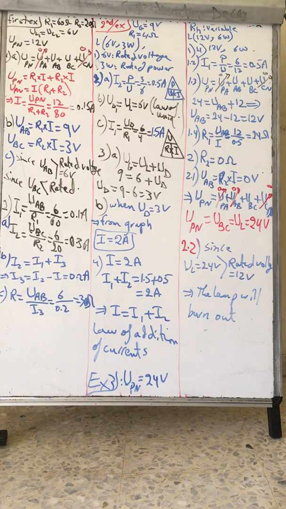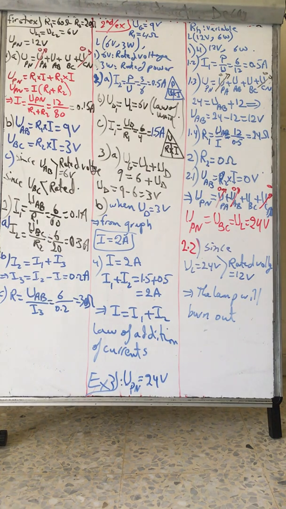You will see it on the worksheet. Given two lamps L1 and L2 of resistors R1 equal 60 ohms and R2 equal 20 ohms, respectively, carrying the same inscription: UL1 equal UL2 equal 6 volts. Connected to a generator UPN equal 12 volts. We intend to use G so as to make the two lamps function normally at the same time. Please attention, this is an important point.